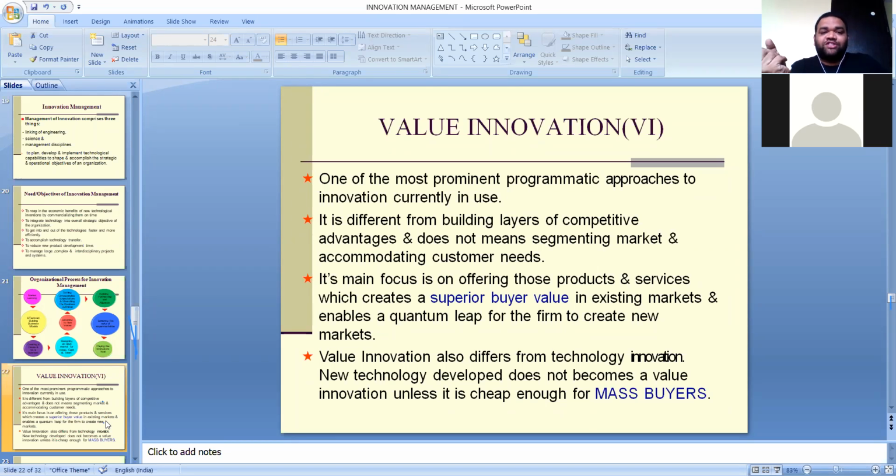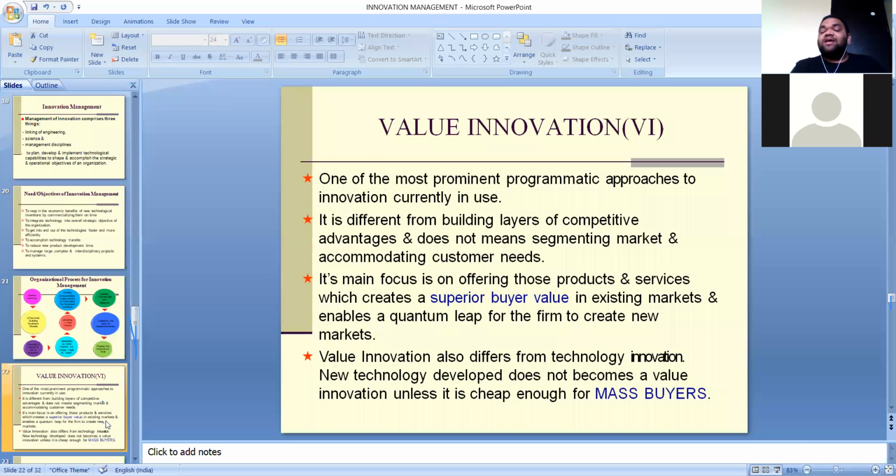What is value innovation? If you see here, now going on to the slide. One of the most prominent programmatic approaches to innovation currently in use. If you want to segregate good innovations from among the innovations, this is one programmatic approach, we call it the value innovation. If you see the second point, it is different from building layers of competitive advantages and does not mean segmenting market and accommodating customer needs.